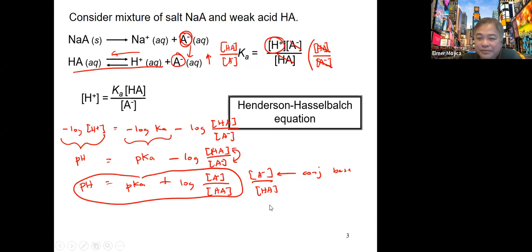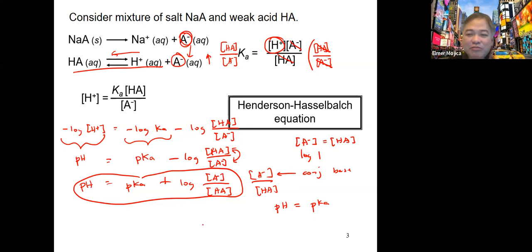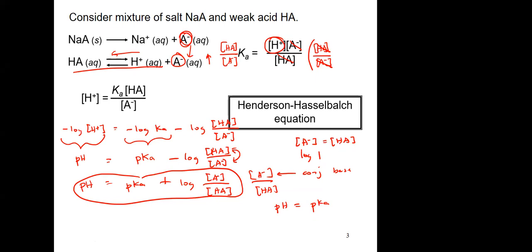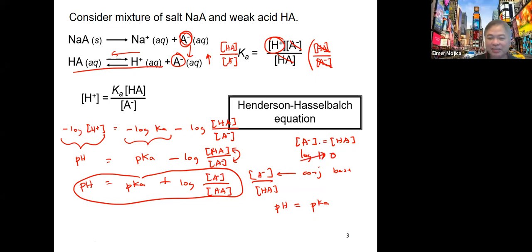Right? Now, what happens when the concentration of your conjugate acid and conjugate base are the same? Your pH is just equal to your what? pKa. Because that will become log 1. And log 1 is equal to, anyone? Log of 1 is equal to what? Zero. Okay, so that becomes 0. So if that's the case, when the concentration of your acid and conjugate base are the same, the pH is just equal to the pKa.